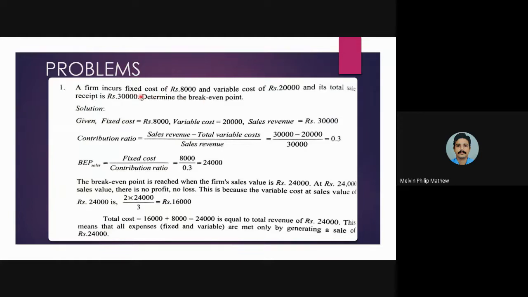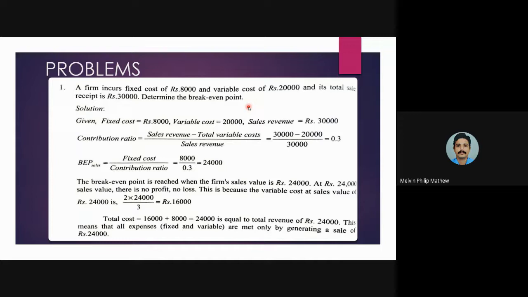Okay, this is the fixed cost, right? Fixed cost is given. Then the variable cost and sales revenue are given. It is given as total sales receipt, and also this is the total variable cost. The given data are total sales receipt and total variable cost.